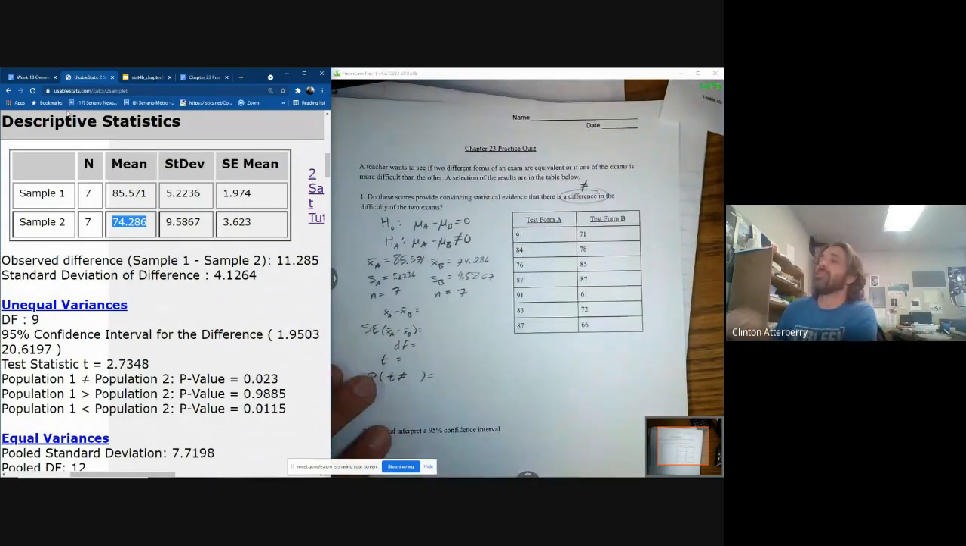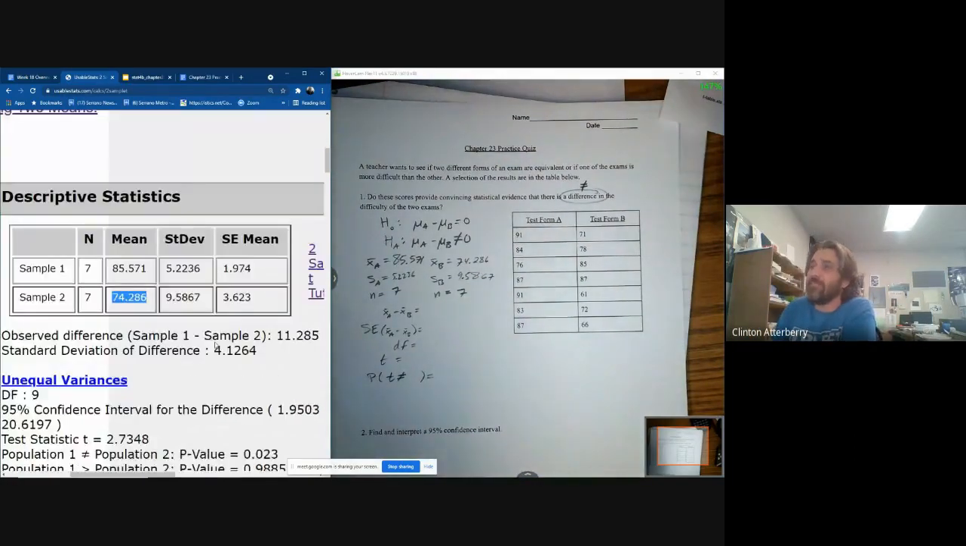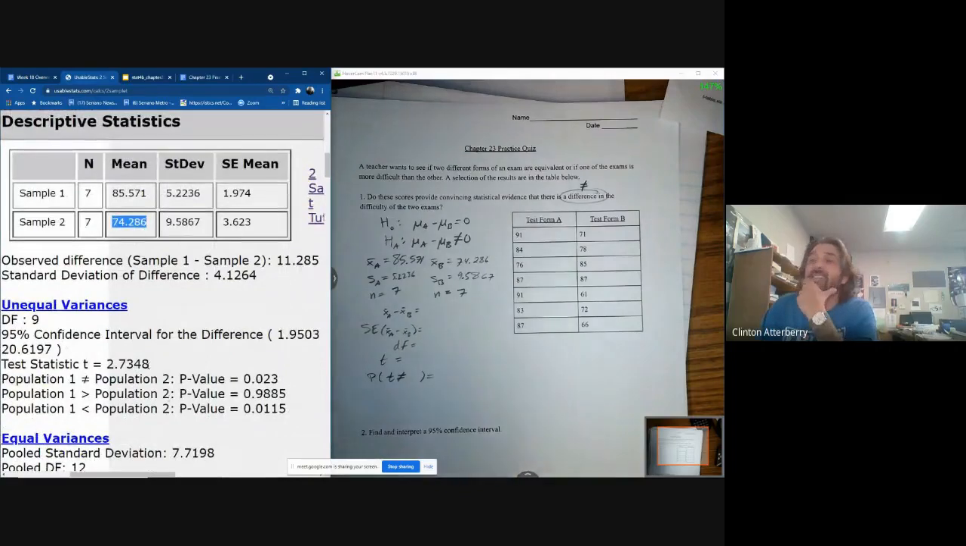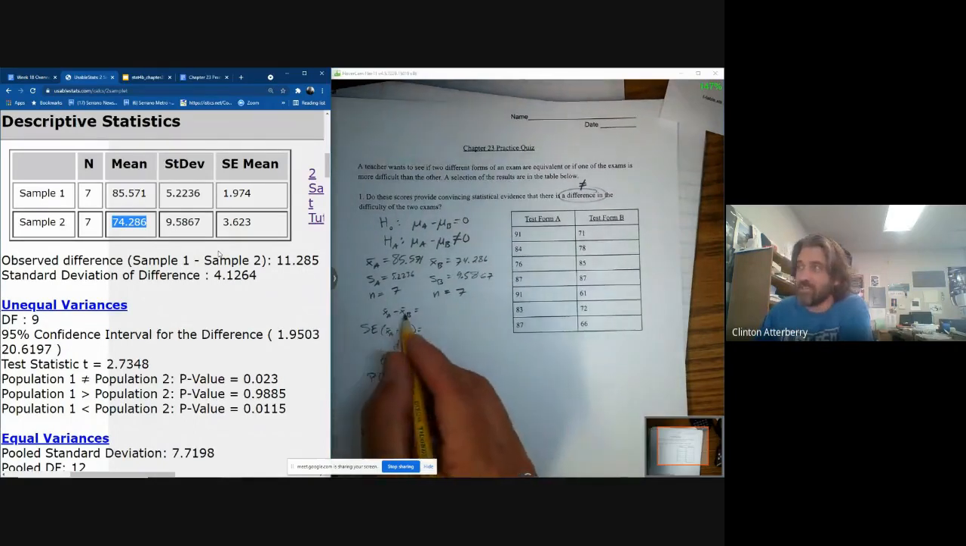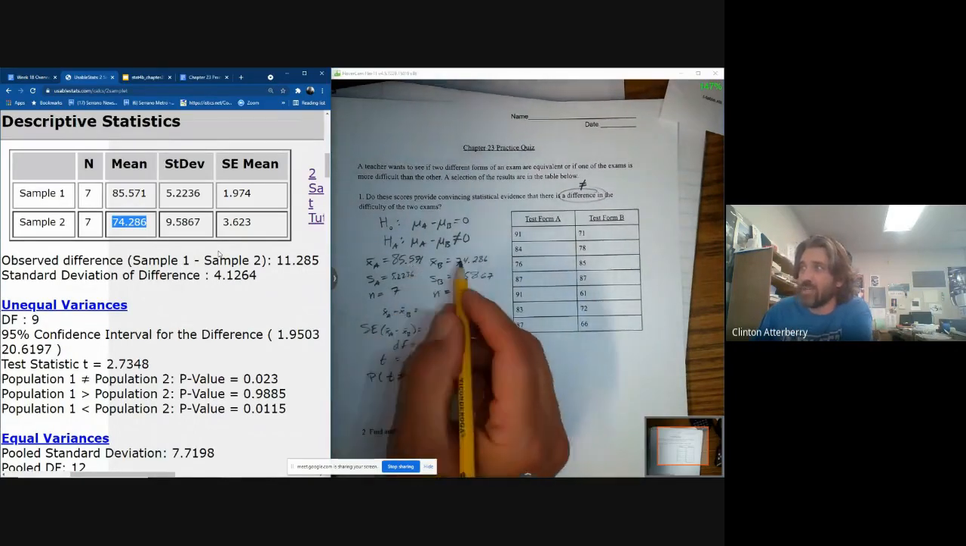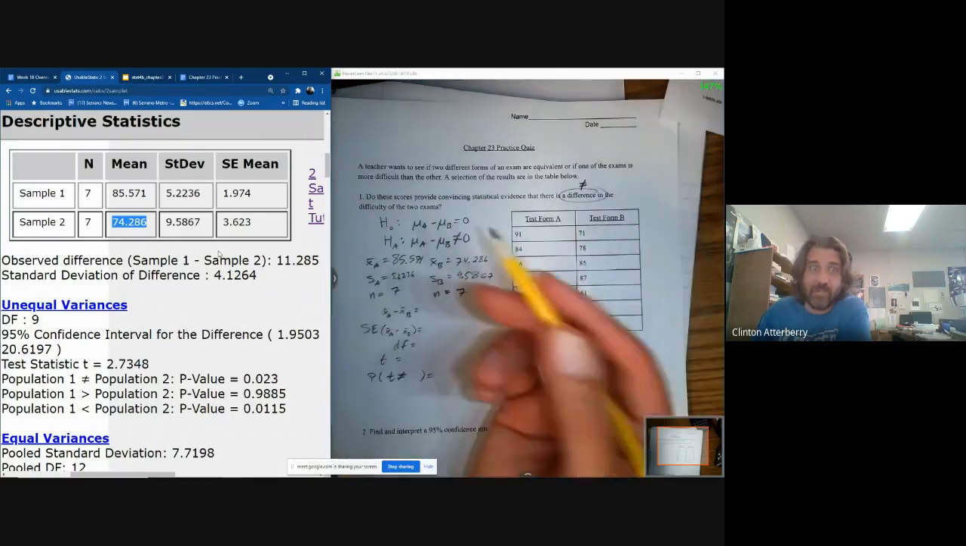Okay, they gave me all that information. They actually give me a lot more information here. It says observed sample 1 minus sample 2, 11.285. Isn't that what this is asking? To subtract 85.571 minus this, it should give you that 11.285.